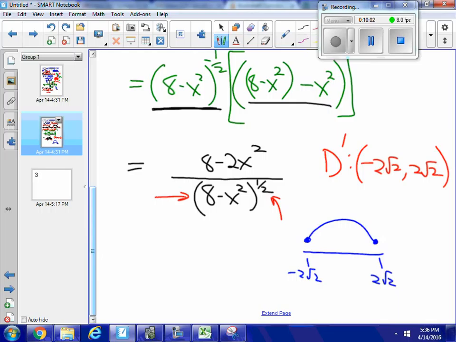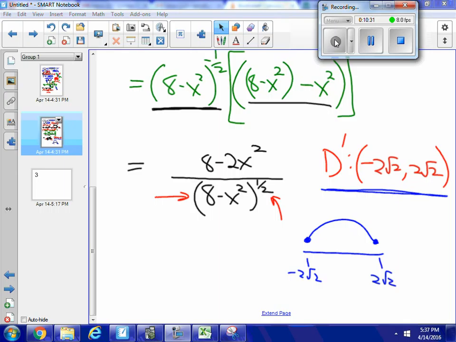But since they're endpoints, they do not have a derivative. A derivative, if you recall, has to exist on both sides of the point, and endpoints, by definition, only have one side. They have left or right derivatives, but they don't have a derivative. So it's not surprising that the domain of our derivative is open-ended.